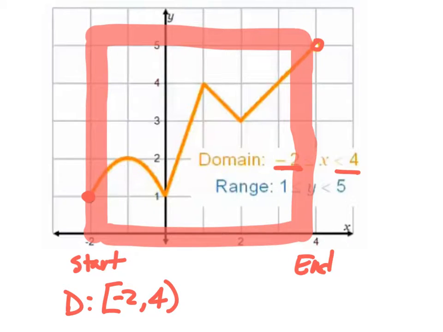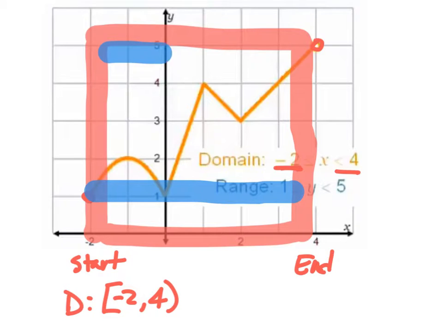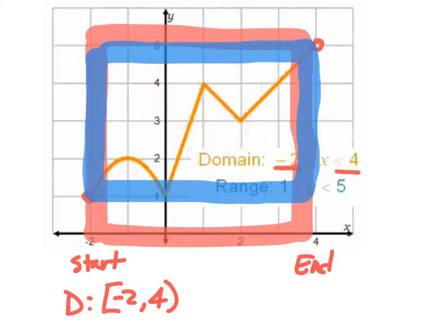And then the other thing is range. So where do you start and where do you end? Let me highlight this. We start at what looks like 1, and then we go all the way up to 5, but we don't include 5. So I come in here and draw this little picture. Where do you start? Where do you end? On 5.